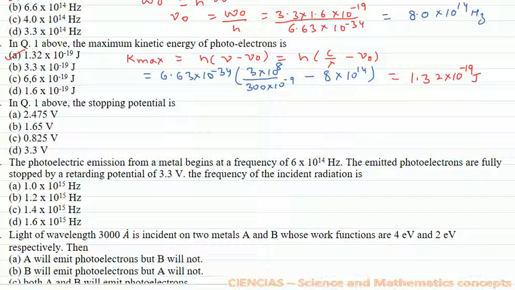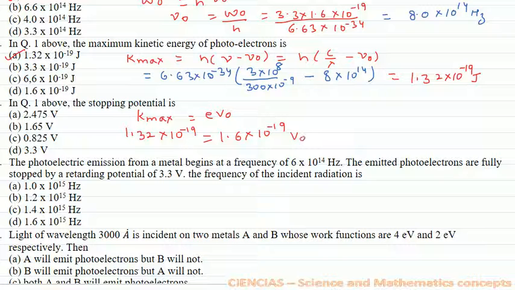Now in question number 3, in question 1 above, the stopping potential is? Now we know that for stopping potential the maximum kinetic energy is given by eV0. Now kinetic energy is 1.32 x 10^-19, and the value of e is 1.6 x 10^-19 times V0. Solving this, we get V0 = 0.825 volt. Hence option C is the correct answer, that is 0.825 volt.